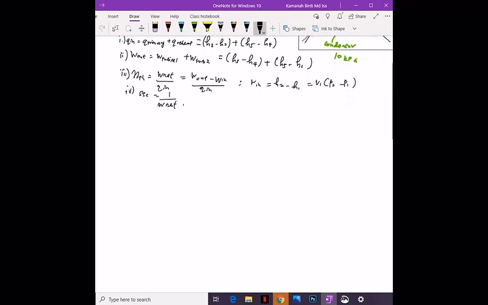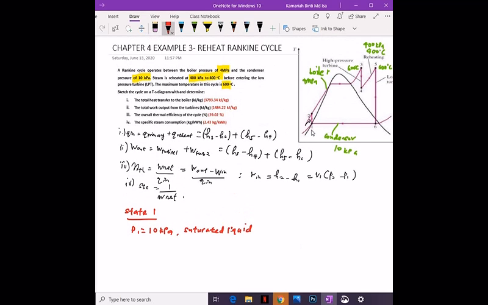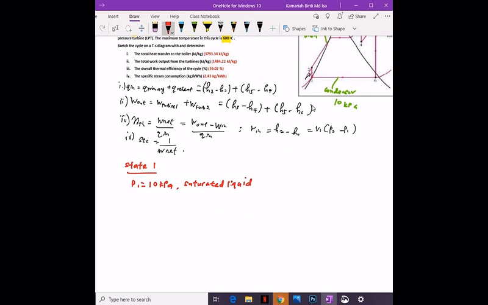Okay, next let's find the properties at each state. First we find the properties at state 1. At state 1, P1 is equal to 10 kilopascal and it is a saturated liquid. How we know this is because of the TS diagram that we have drawn: the line is 10 kilopascal and it is at the saturated liquid line. So we can just take the values for P1 equals 10 kilopascal from the A5 table.